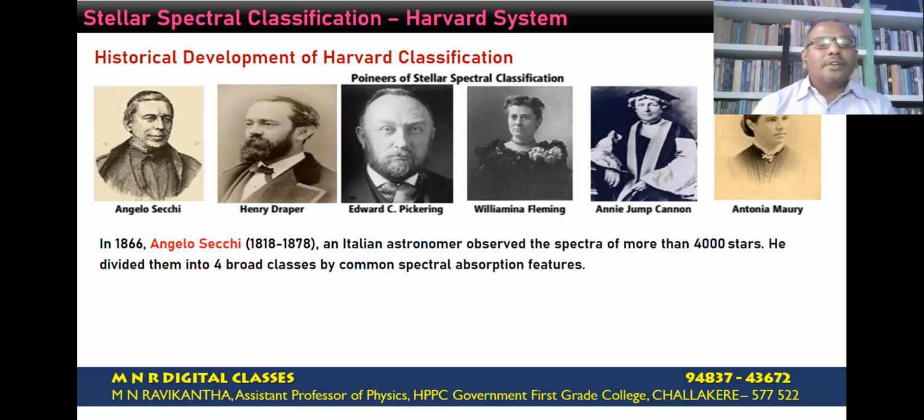To begin with, the first initiation was taken by Angelo Secchi in 1866. He was an Italian astronomer who observed the spectra of more than 4,000 stars, and he divided them into four broad classes by common spectral absorption features: Class 1, Class 2, Class 3, Class 4. He classified those 4,000 stars into four classes based on the spectral absorption lines.